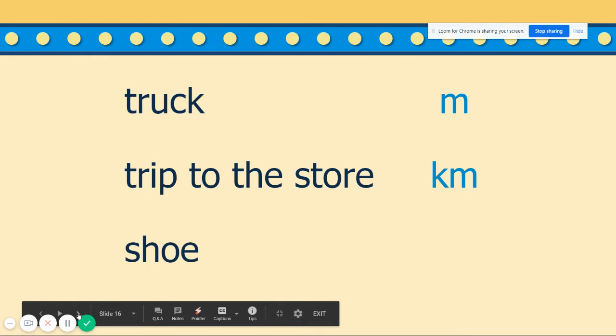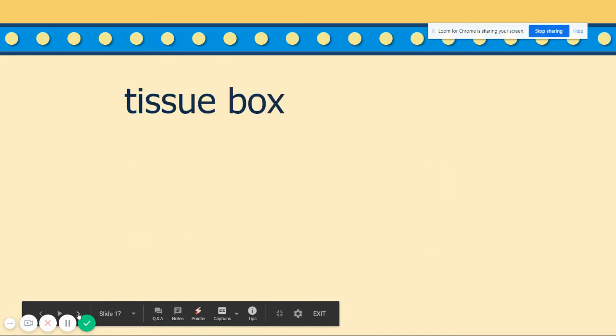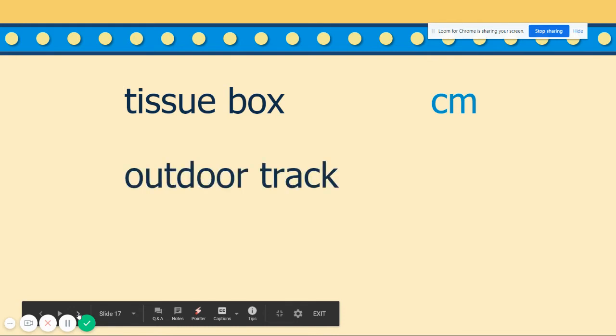All right, this is a shoe. Let's see what we have here. Centimeters. We wouldn't use meters or kilometers. We would go back to that smaller unit of centimeters. A tissue box. What do you think? How would we measure a tissue box? Centimeters. Outdoor track. I did talk about this example. It could be meters or kilometers, depending on how many laps you're going around it. So that is really cool.